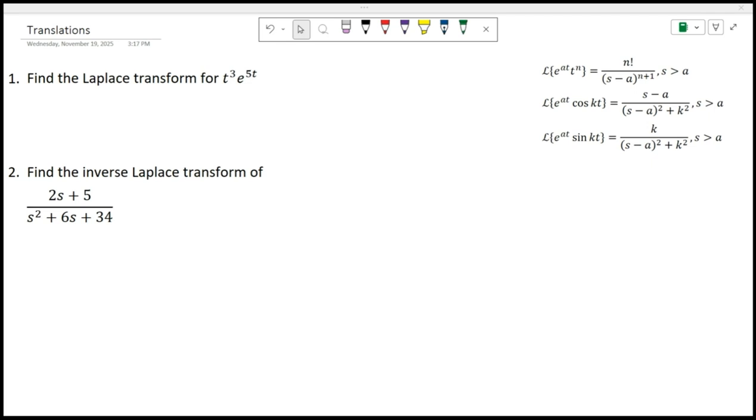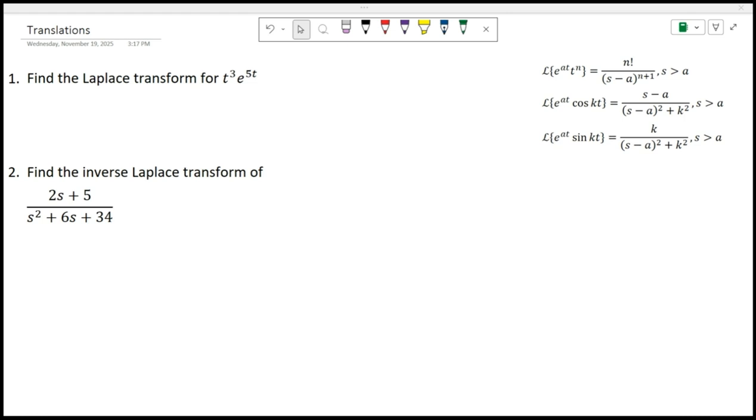Hey there. In this video, we're going to do a couple of Laplace transforms where there's a translation going on. And normally we see a translation when we're taking the Laplace of a function times e to the a t in general, where a is some number. So my first example, we're going to apply the Laplace transform to t cubed times e to the 5t.